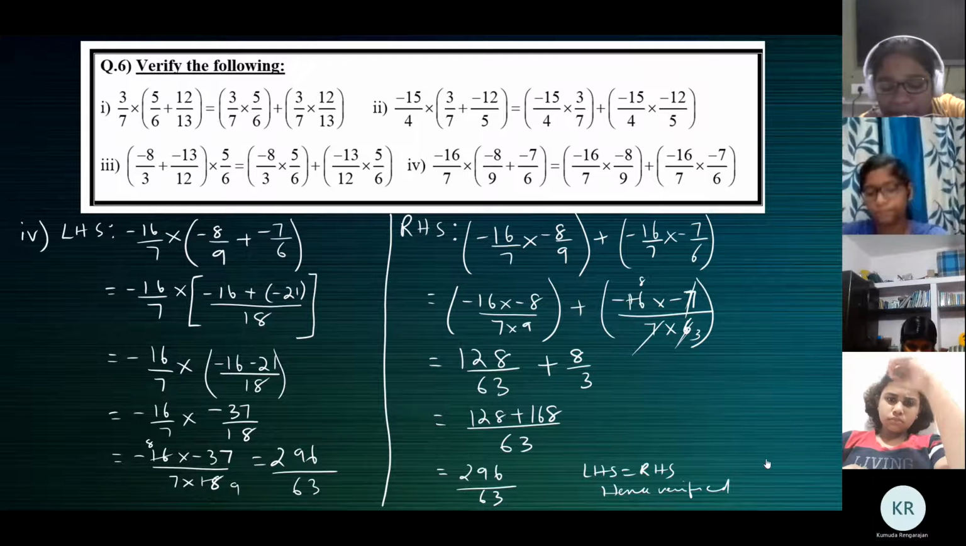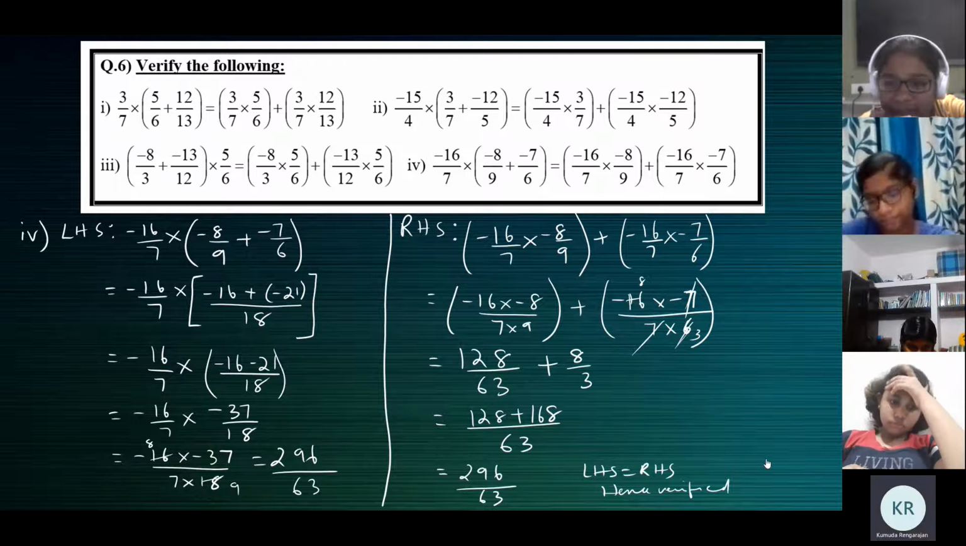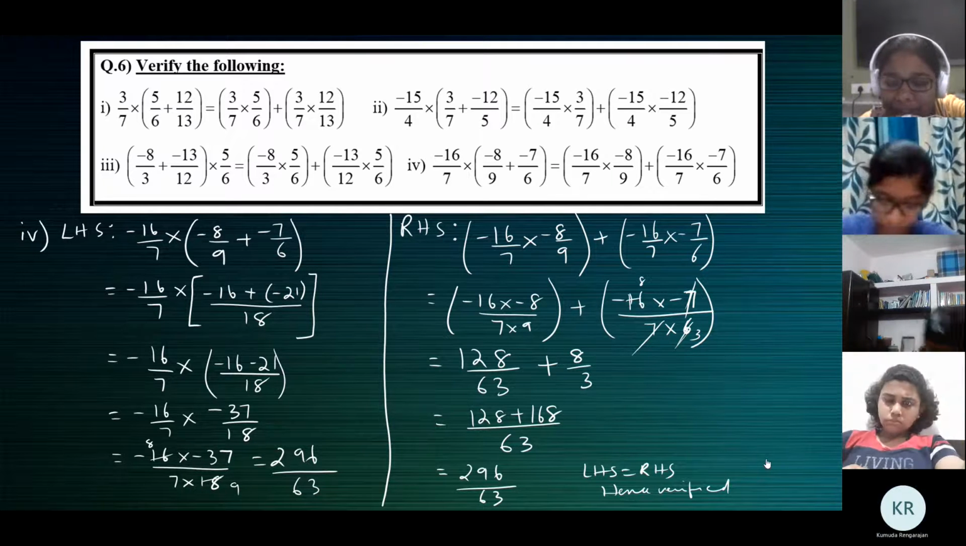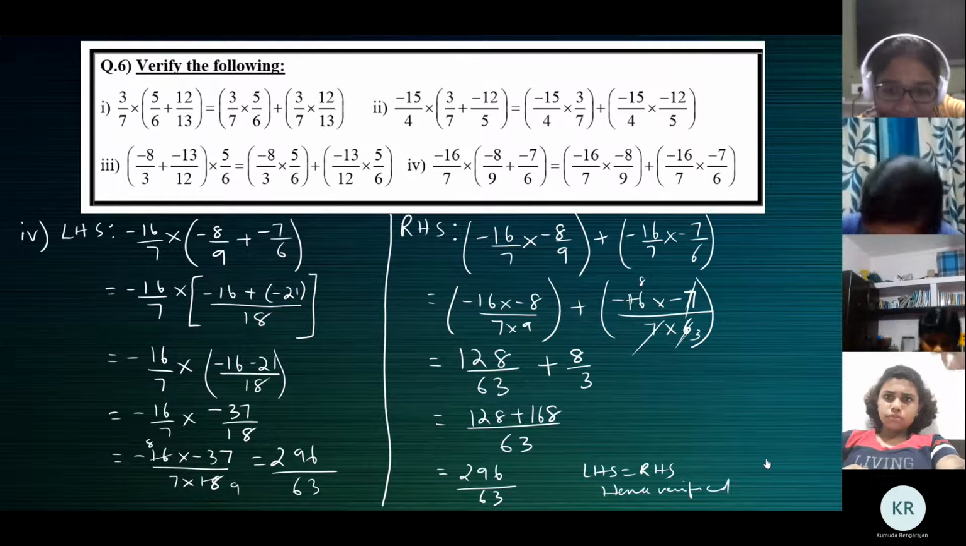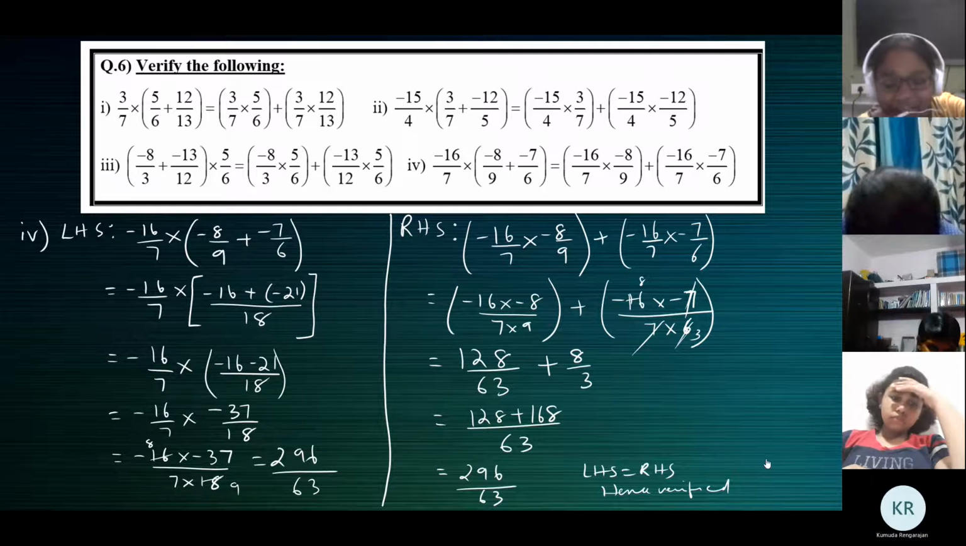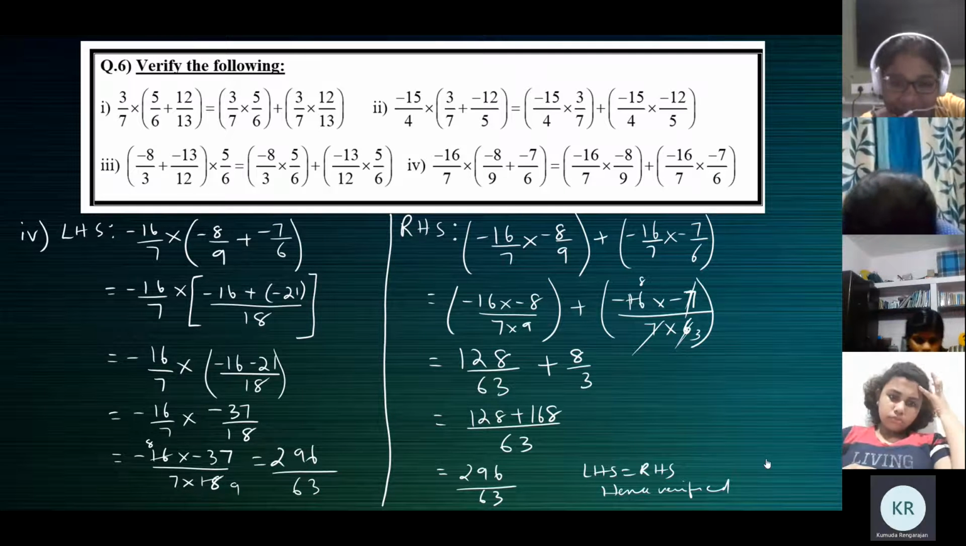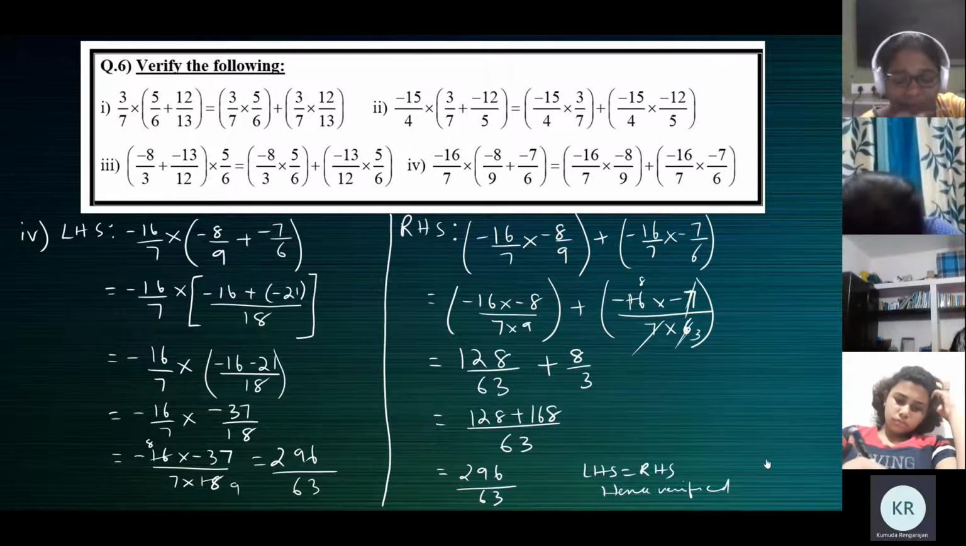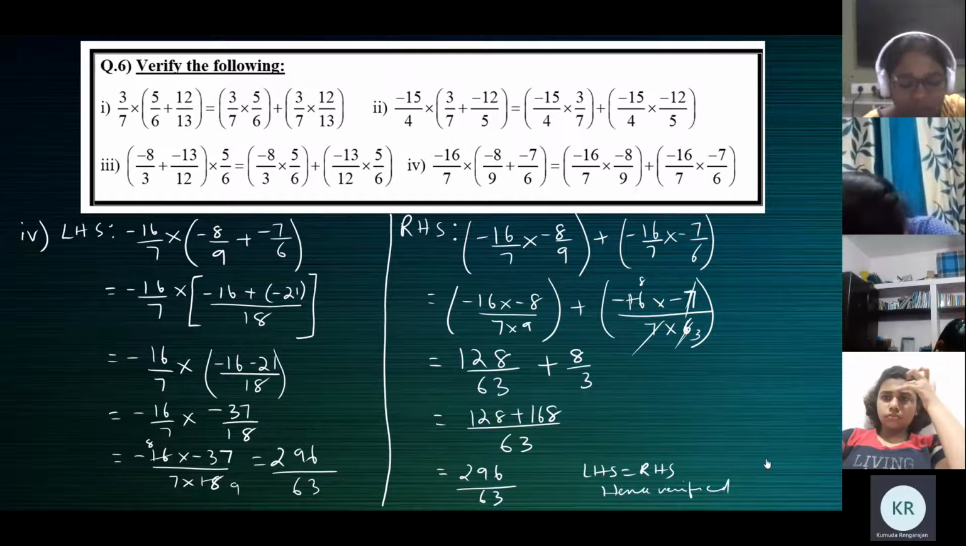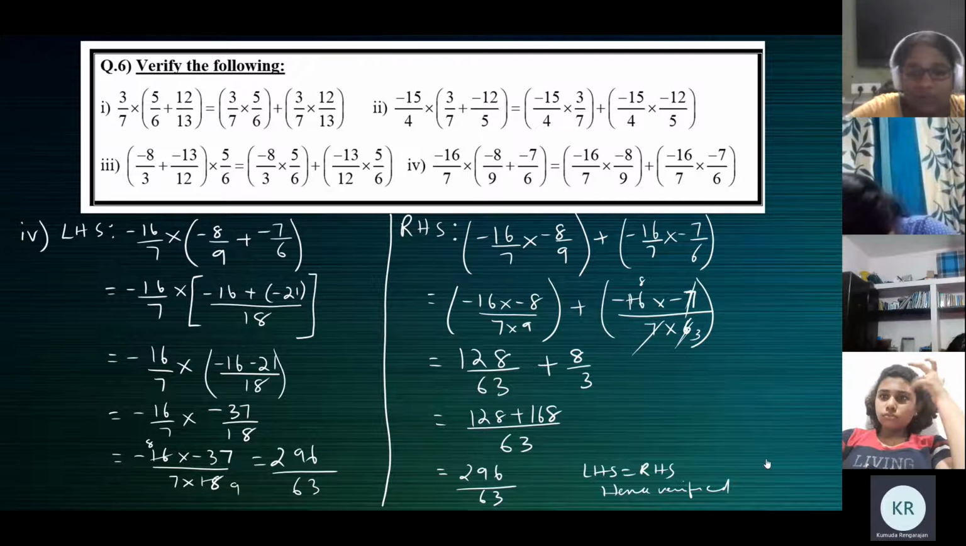Ma'am, I simplified for minus 7 and 7, ma'am. I didn't simplify for 6 and 16, minus 16. That's fine. So that only I got that. Correct. Now you will get marks. It's not that you will not get marks, but you must simplify to the maximum extent.